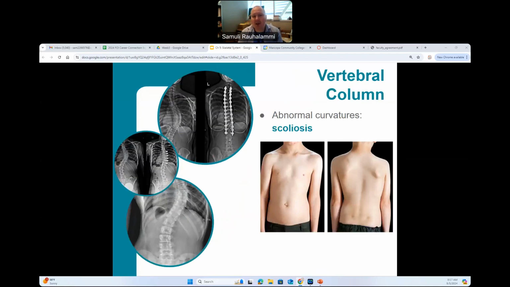Finally, in terms of the vertebral column, I'm showing here a couple of examples of abnormal curvatures of the spine, as an example of scoliosis, sometimes known in layman's language as hunchback. We see on the left side of the screen really nice x-ray pictures with and without some metal bracing that sometimes is used as a surgical intervention to try to help these patients with scoliosis.